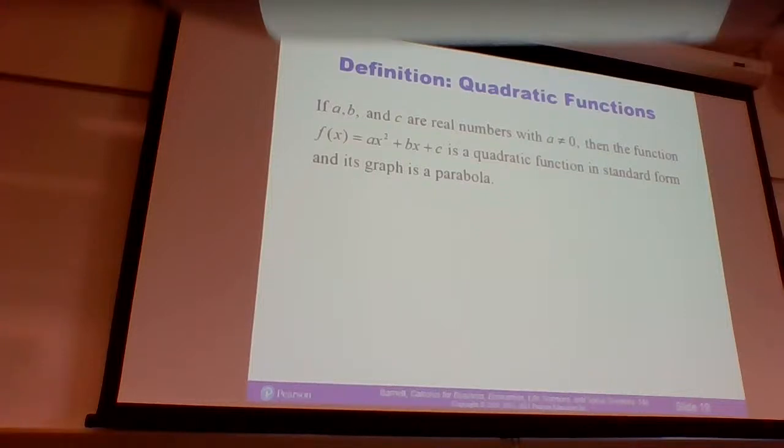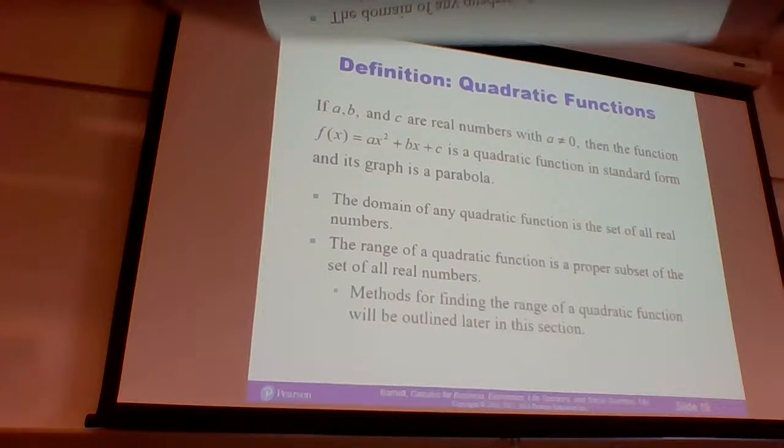And a quadratic function would be ax squared plus bx plus c. It's standard form for a quadratic. It would be a parabola. Notice a cannot be 0 because if a was 0, there'd be no x squared, it'd be linear. The domain is all reals, the range is all reals.